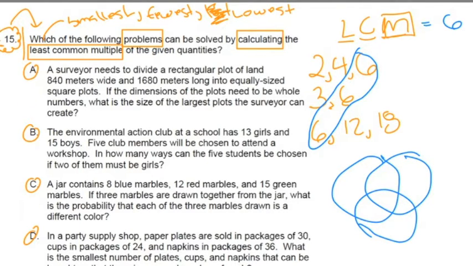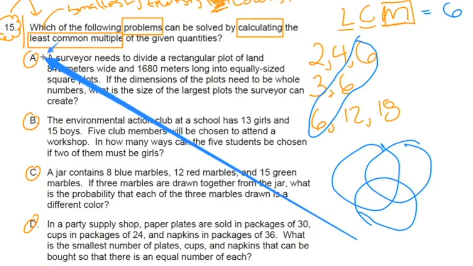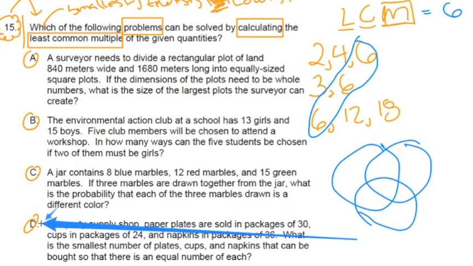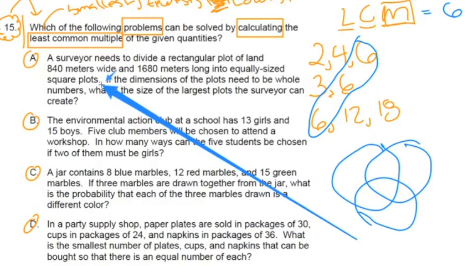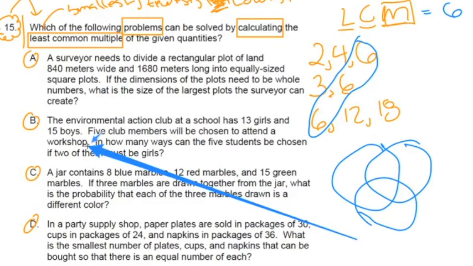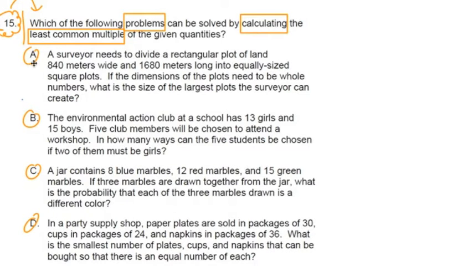Okay, now let's go back to these four scenarios. Only one of them involves least common multiple concepts. So I'd like you to take a moment. I sincerely want you to pause this video now and read over A, B, C, and D, and see if you can identify the math concepts behind each one. Pause it now, really quickly. 1, 2, 3, pause. Unpause. What math concepts are involved in A, B, C, and D?